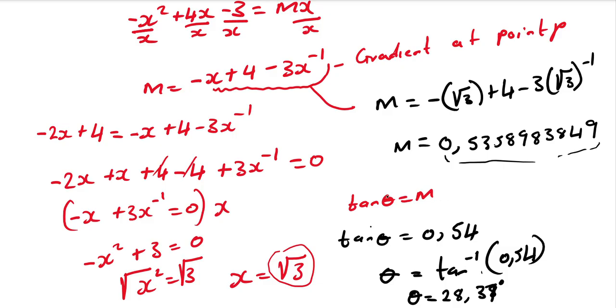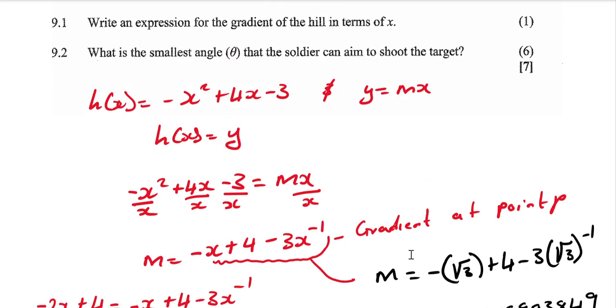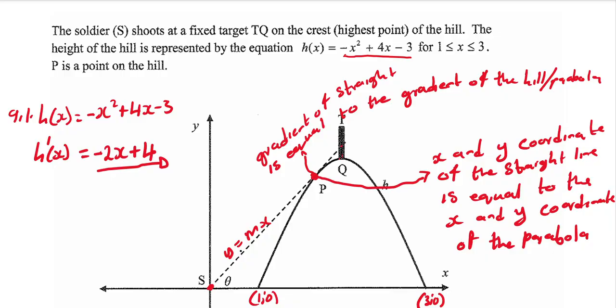Have a great day. Let me go and show you on the diagram. So this is our 28.37. Do you get me? So yeah, that's all. The gradient at this point, we know that this point was root of 3. Do you get me? And the gradient, we wrote it there.